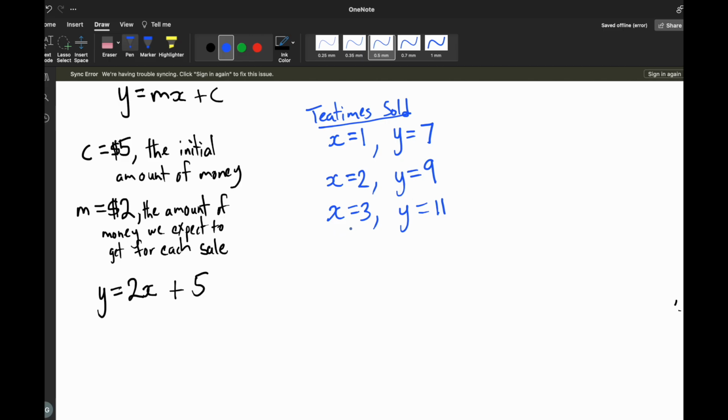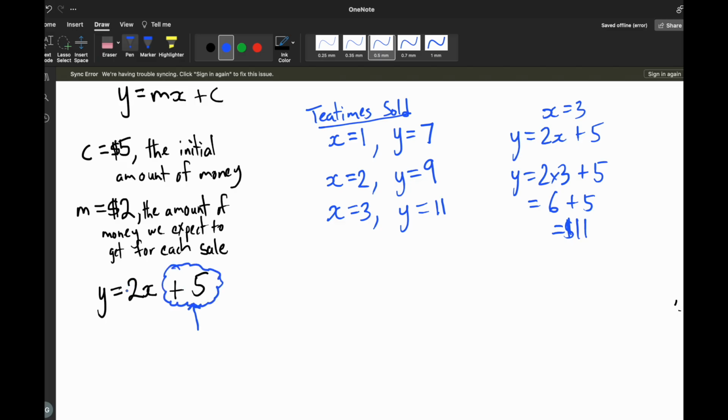So for instance, if I was to put this in the formula, y is equal to 2x plus 5, when x is equal to 3, we would see y is equal to 2 times 3 plus 5. 2 times 3 is 6, plus 5 equals 11. So what this formula is telling me is I'm starting off with $5. And every time I sell a biscuit, I make how much? $2. So the gradient tells us how much our money is increasing by in this particular formula. So every time we sell a biscuit, we get what? An extra $2. Does that make sense?